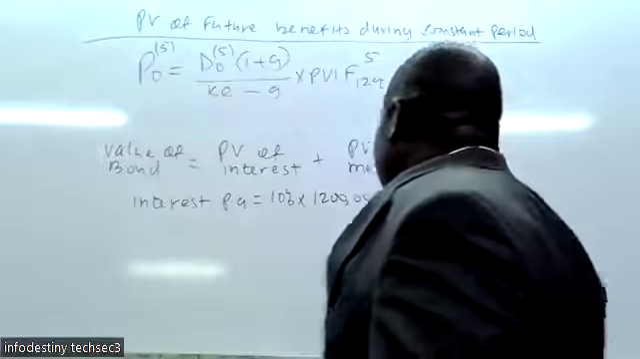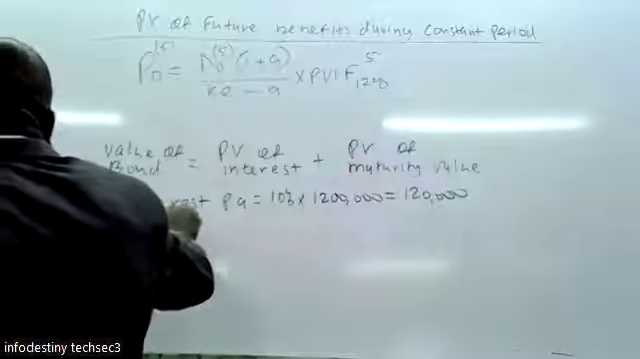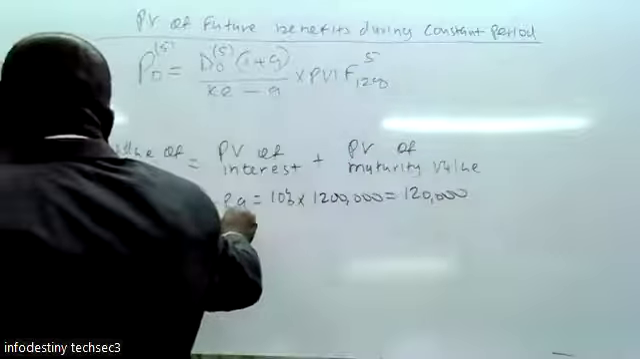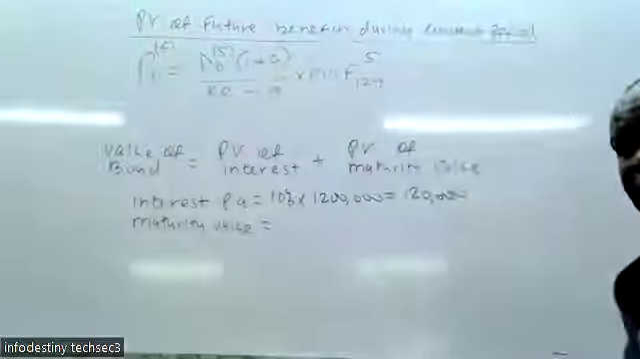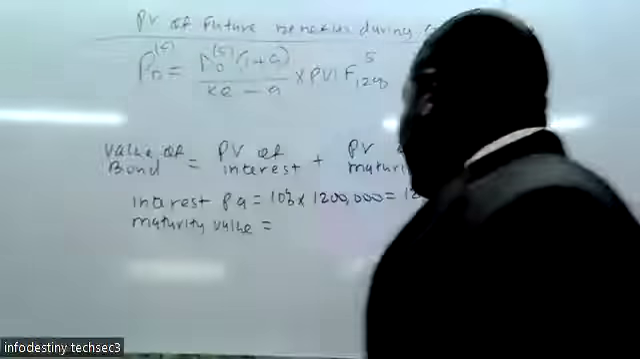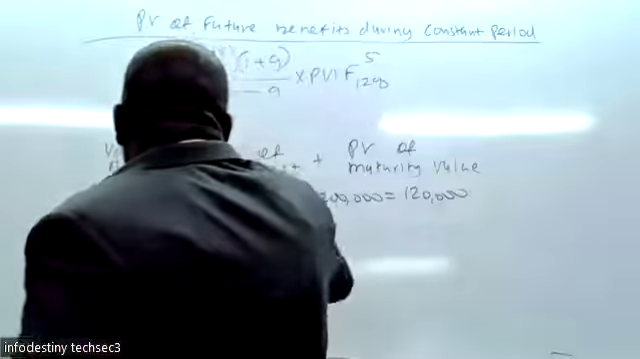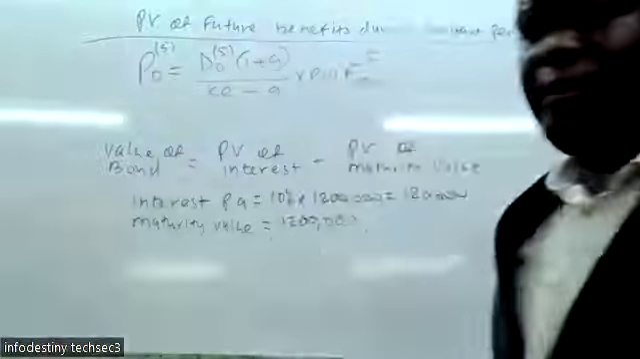Then the maturity value. Unless otherwise stated, it's the same as the par value. Unless the question states another figure, it always remains the par value. So this question has not stated any other value.